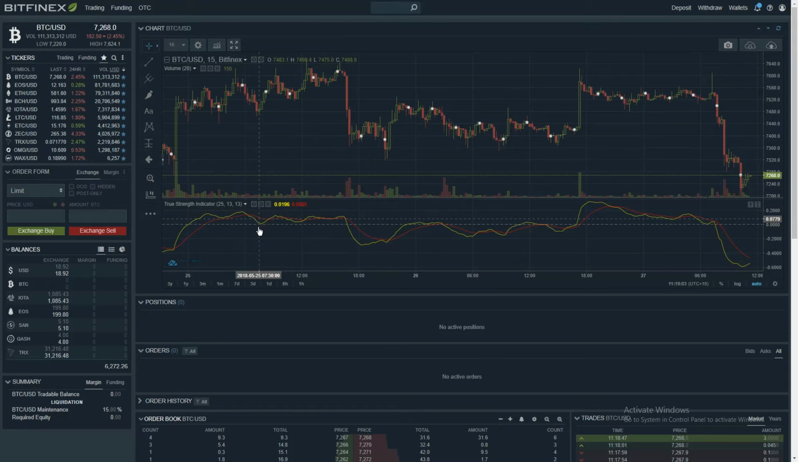There's a whole bunch of articles online if you look up true strength indicator as to how to properly trade against it. There are strategies about only trading above the line and only trading below the line, the dotted line here in the middle. There's a whole bunch of different ways you can do it. But this is a really good measure.